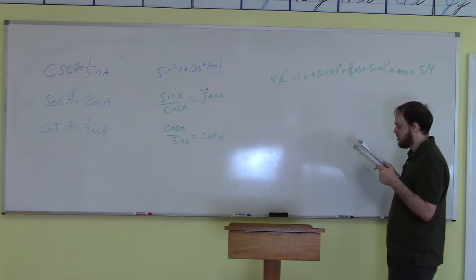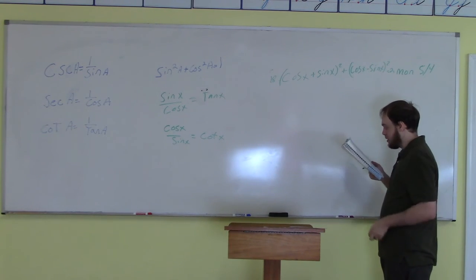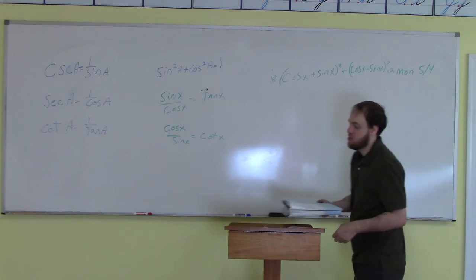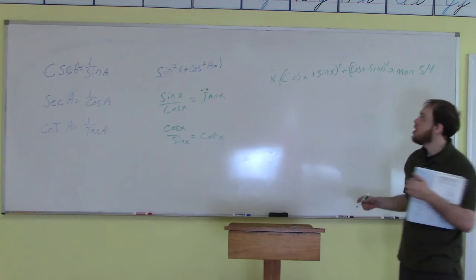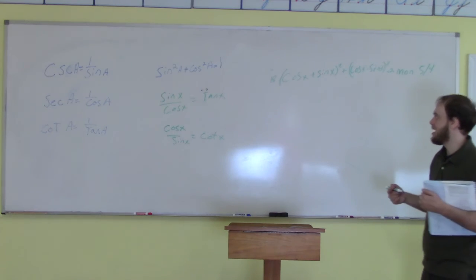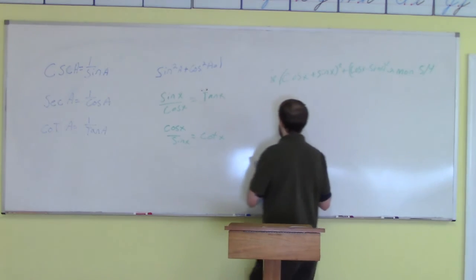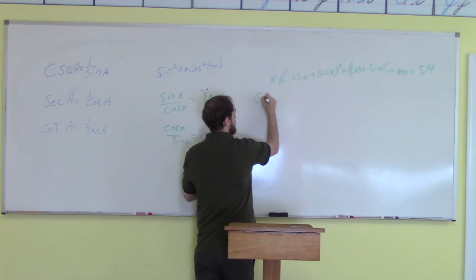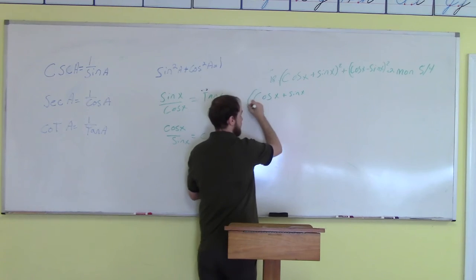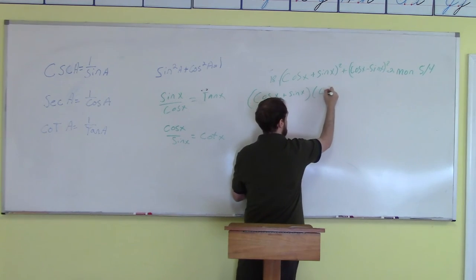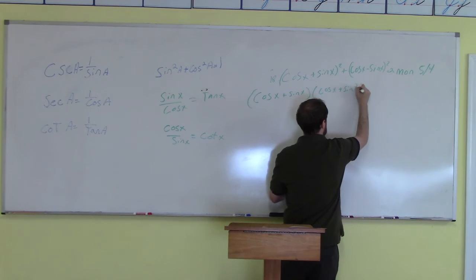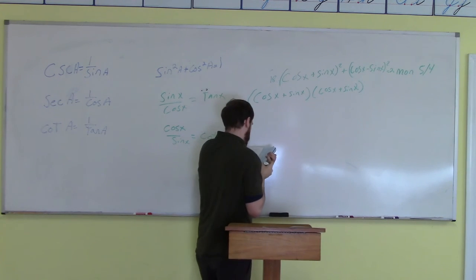Alright? So the first thing I want to do is basically figure out what each of these are. And so I actually have to do the operation. Now, it's cosine of x plus sine of x squared, and so this is like algebra where we have to FOIL that out. And so it's really cosine of x plus sine of x times cosine of x plus sine of x. And then we have to FOIL.